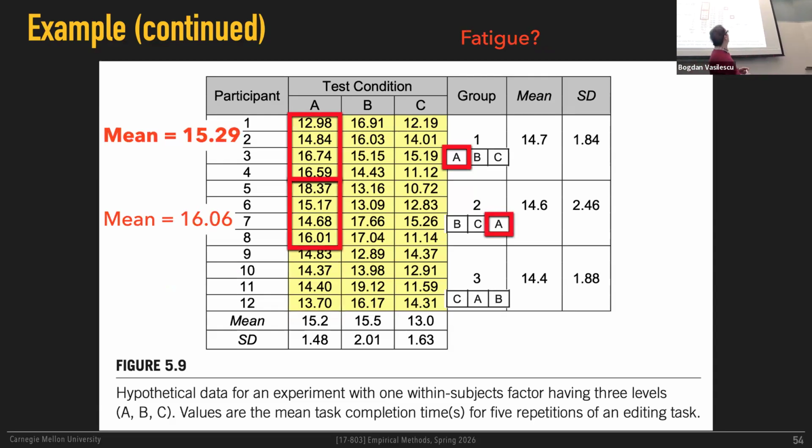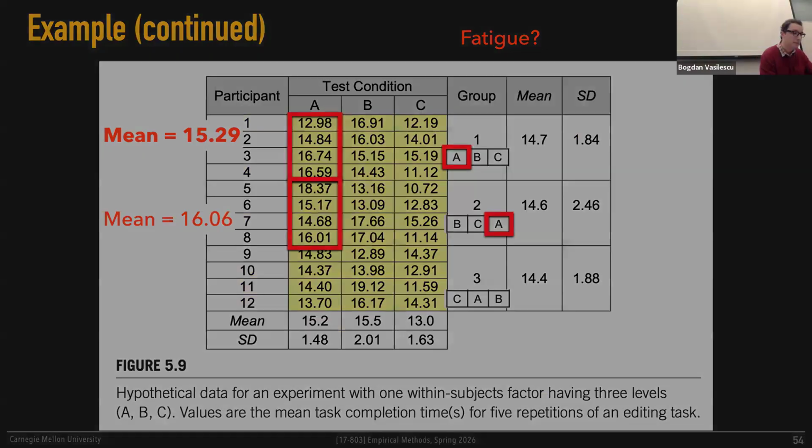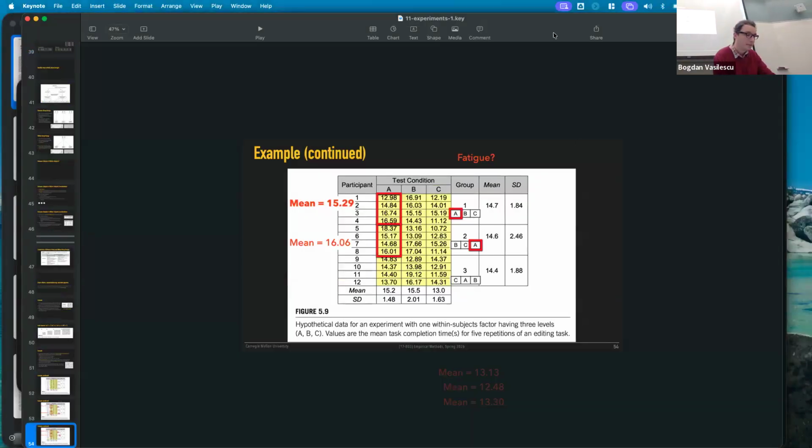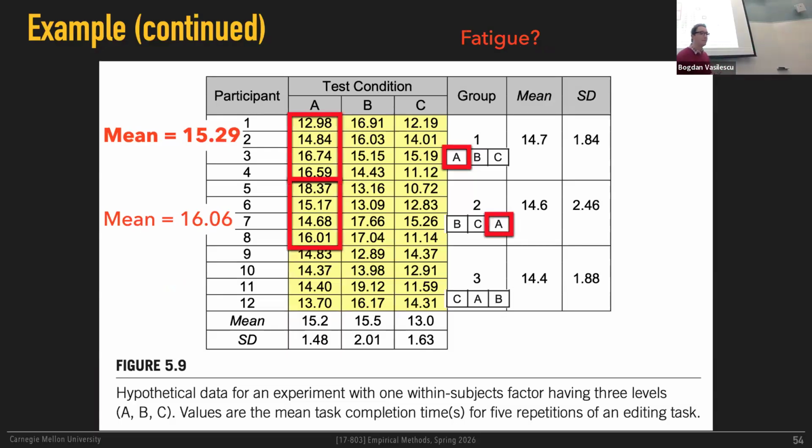You also see fatigue. So here, the people that did A at the end of the experiment, after doing the other two, are about a second slower still than the first group. Okay, so this could be indicative of fatigue. They just got tired. The experiment maybe ran too long.